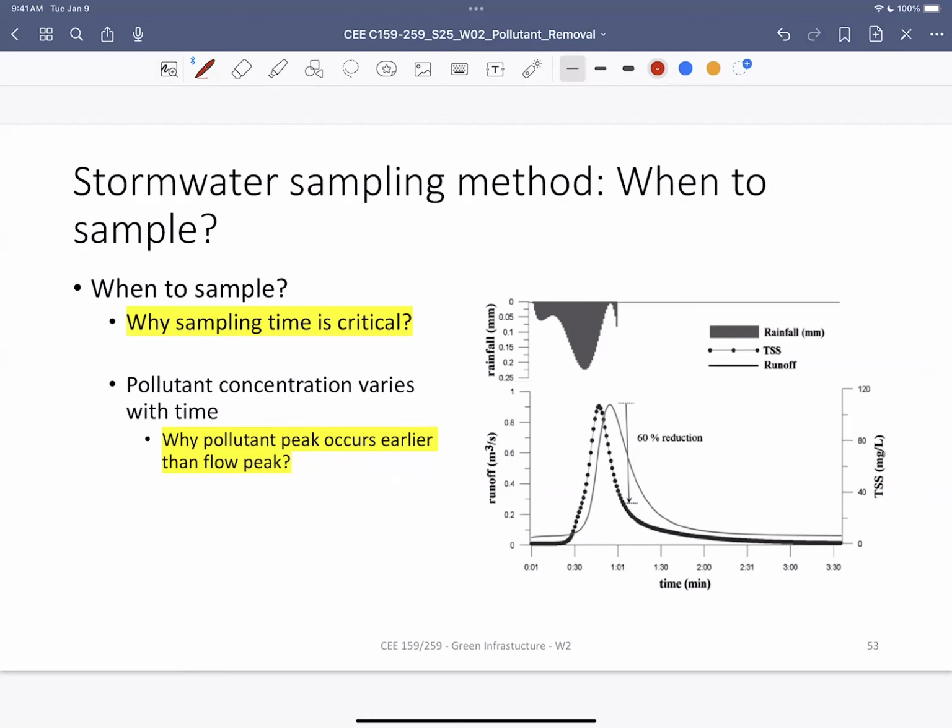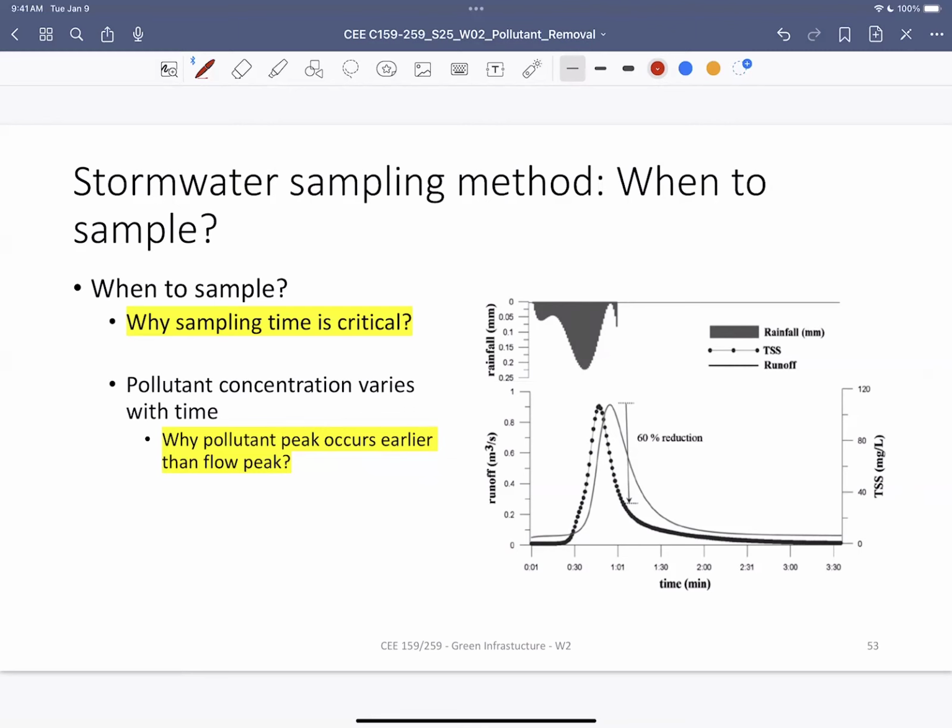So when you take samples on a sampling day, you should record all these things. You should record what time you collect the samples, how long it has been raining, and also whether any antecedent rain happened the day before or many days before. So when was the last time it rained? These are the important factors when you explain your concentrations.